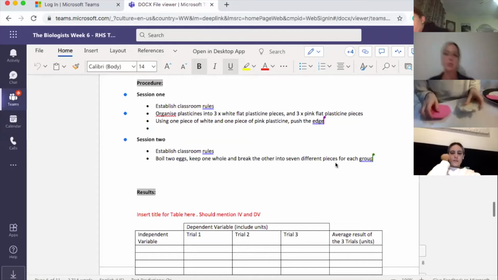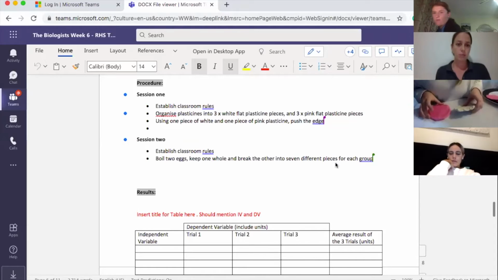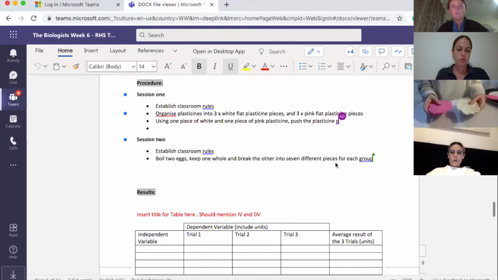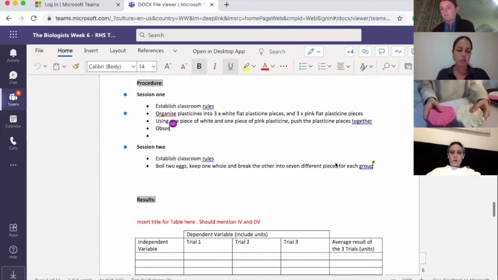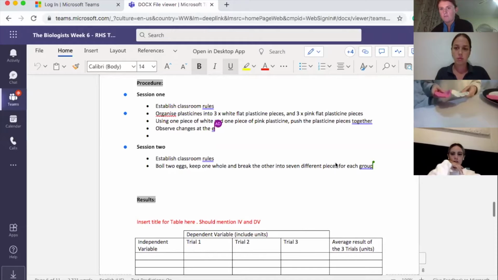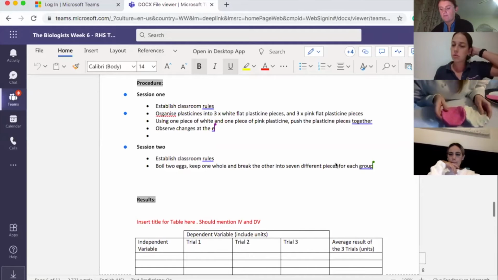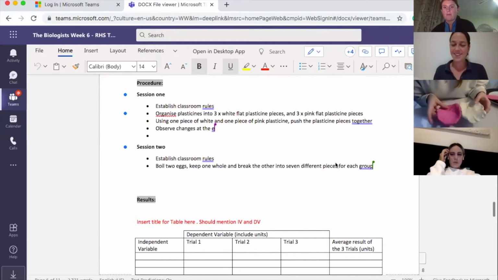So the first one is push them together. And it says, ask the class to observe and describe changes at the edges of the plasticine pieces. So that's me gently. Oh, that's a bit of force. So it kind of went up. Imagine doing it with a 20 centimeter sized one. That'd be huge. The picture they had was also this size, so I don't know.